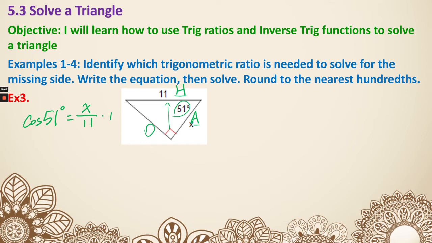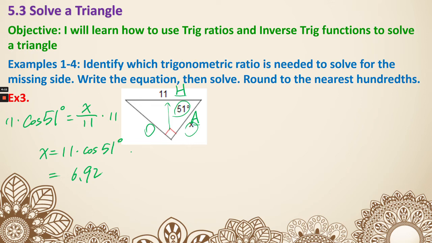x is on the top again, so we're just going to multiply both sides by 11. So x equals 11 times cosine 51 degrees. And that is going to give you 6.92. Hopefully now you understand what it means when we say we need to consider x as a given, because we're going to use x to set up the equation. So we are going to treat x as a known value so that we can set up the equation.